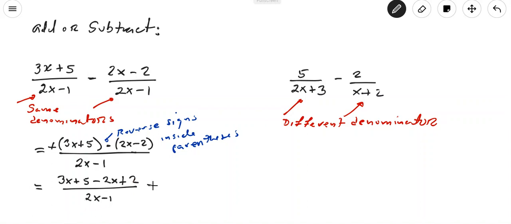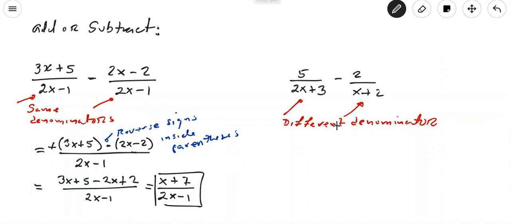Now we're ready to combine the similar terms. So combining similar terms, we say 3x minus 2x will be x. 5 plus 2 would be 7, over 2x minus 1. And that would be, in this case, my final answer: x plus 7 over 2x minus 1.